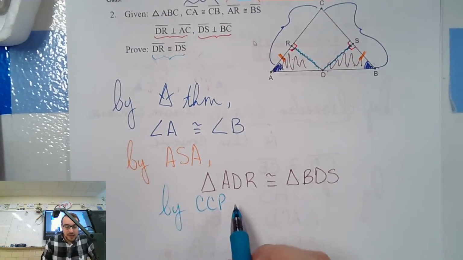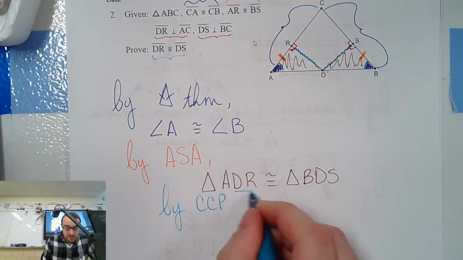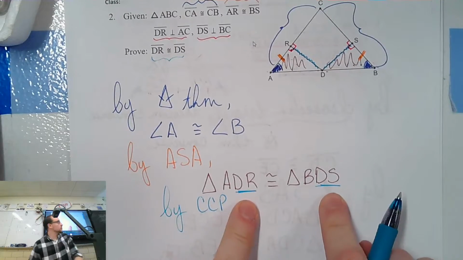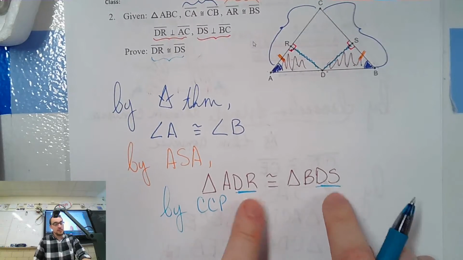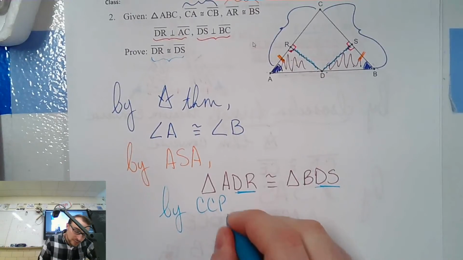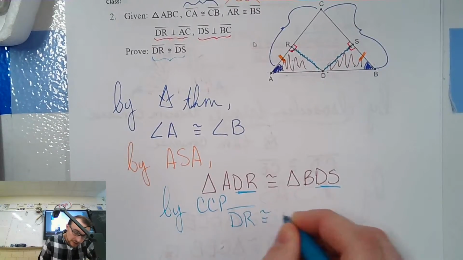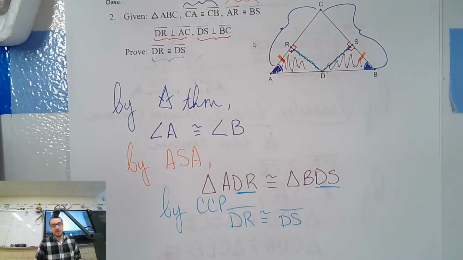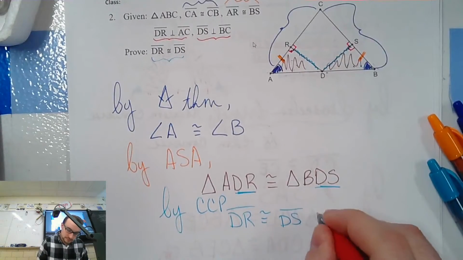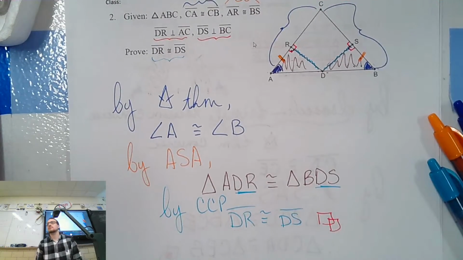So check it out. We wanted to prove DR and DS, right? You see how DR and DS are in the same relative location? See how they're corresponding? Then that means we can say they're congruent. So by CCP, DR is congruent to DS. And now we're done. It's not hard. It's just seeing it. As soon as you start seeing it, it's going to click.